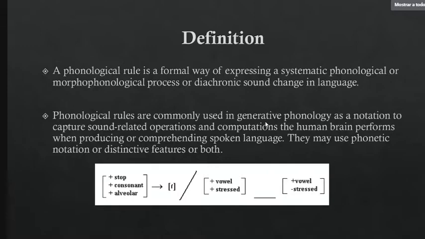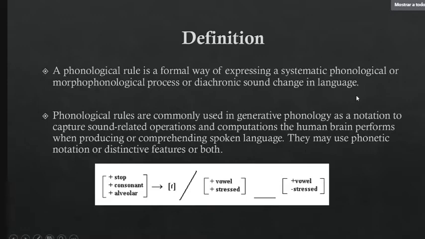Okay. I think you all know that we already talked about the difference between broad and narrow transcription. Now let's talk about phonological rule, which was the topic for reading this week. So what is a phonological rule? It's simply a formal way of expressing a systematic phonological and morphophonological process or diachronic sound change in language. In other words, it's just formality. You have an environment that affects a certain sound. There must be a way for you to state that formally enough to make a new rule in case you are a linguist studying a new language. There must be a certain pattern that you need to follow.